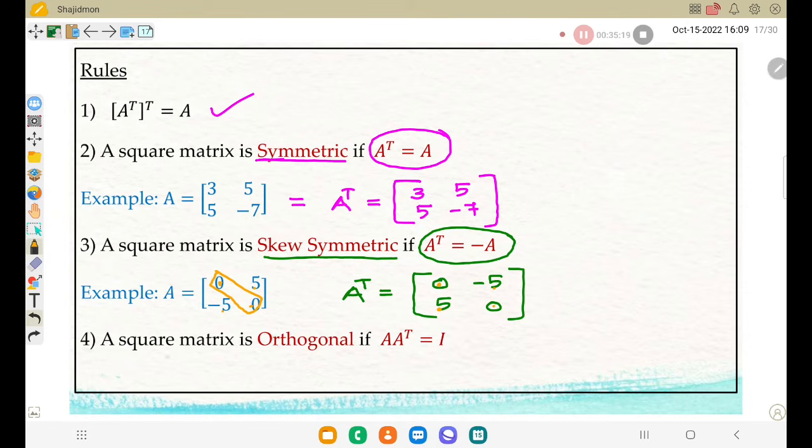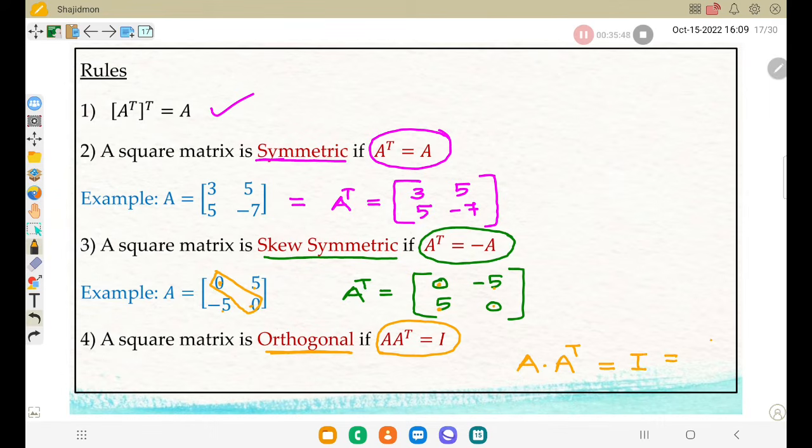Now the fourth one, a square matrix is said to be orthogonal. Orthogonal matrix, okay? A square matrix is said to be orthogonal if A multiplied by A transpose equals I. That means the A matrix multiplied with the A transpose matrix. You know how to multiply two matrices. We discussed this section. So when we are multiplying these two matrices, A matrix and A transpose matrix, you will get the answer as the identity matrix.